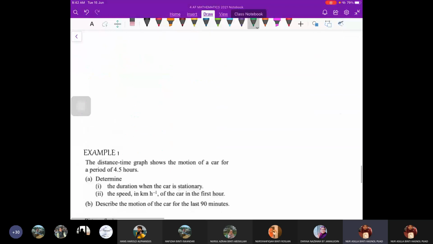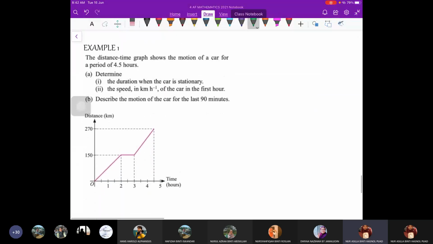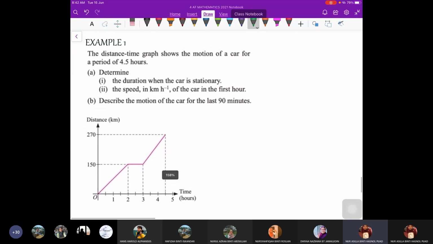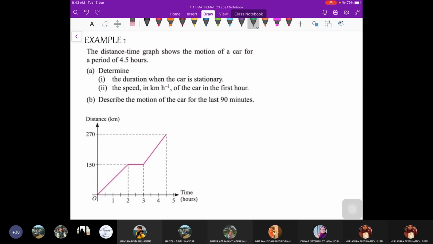Okay. Jom kita tengok soalan. Sebab dah belajar kan? So, kita pergi tengok soalan. Okay. Can you see? Perlu saya zoom lagi ke? Boleh. Okay. So the distance time graph. Kalau tak nampak, tolong bagi tahu. So the distance time graph shows the motion of a car for a period of 4.5 hours. So keadaan kereta.